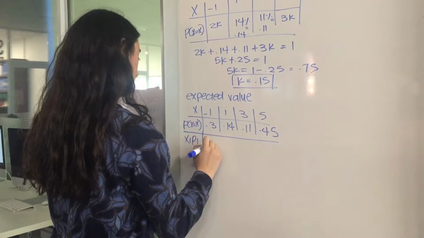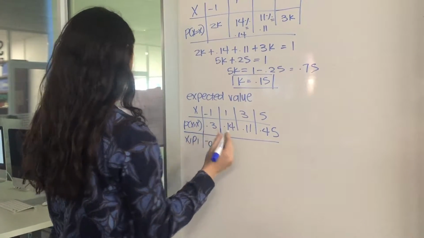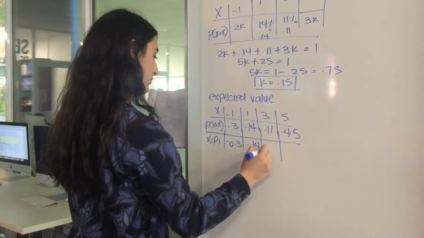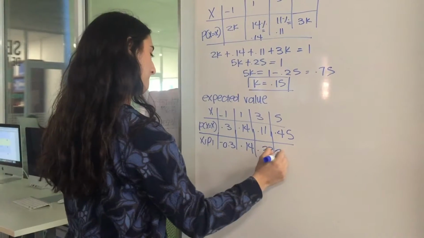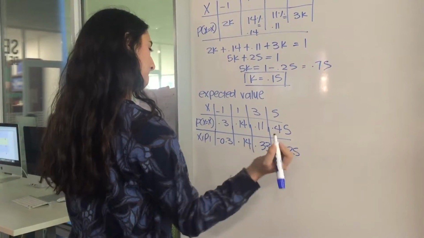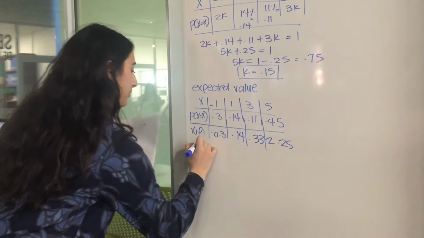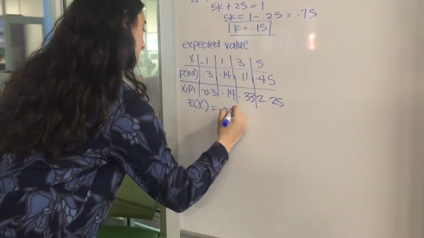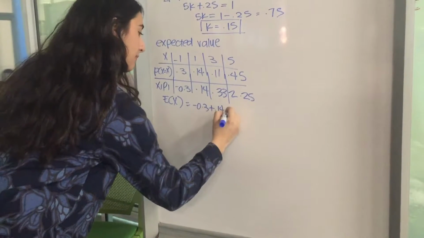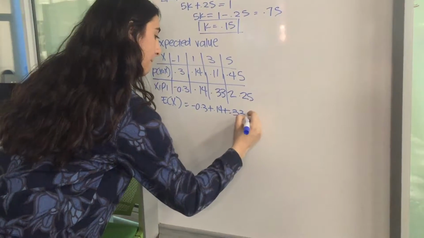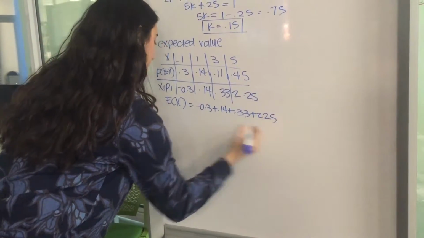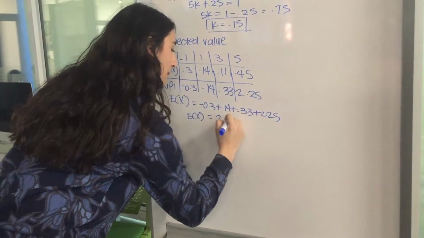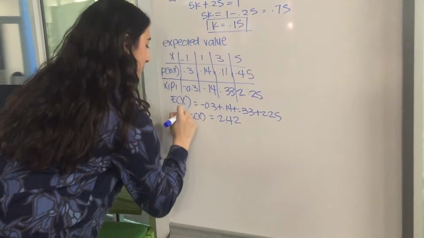Then we multiply x times p. So -1 times 0.3 is -0.3, 1 times 0.14 is 0.14, 3 times 0.11 is 0.33, and 5 times 0.45 is 2.25. Now we add the numbers at the bottom: -0.3 plus 0.14 plus 0.33 plus 2.25, and the answer is 2.42.